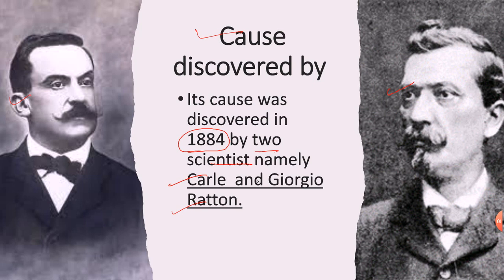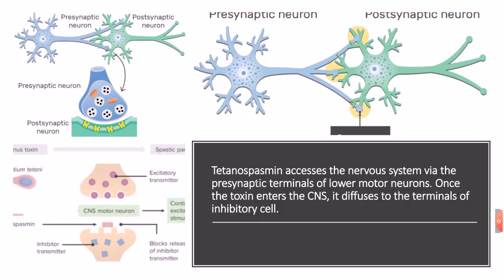What is the cause behind tetanus? Here, your attention is required a lot. You can see the presynaptic neuron and the postsynaptic neuron, right? The presynaptic neuron is also known as the sending neuron, and the postsynaptic neuron is known as the receiving neuron. Here are the dendrites, the cell body or soma, and here is the axon, and then we have the axon terminals.